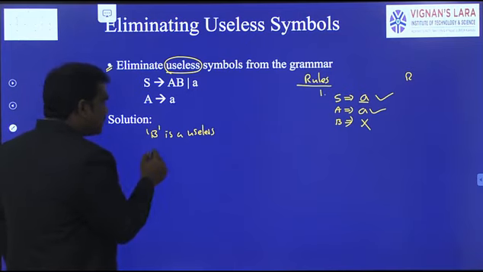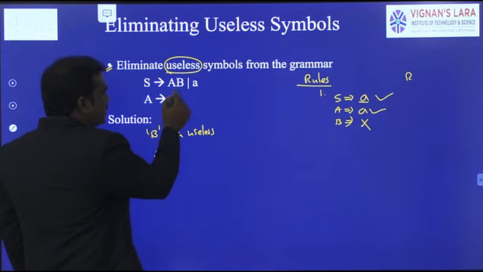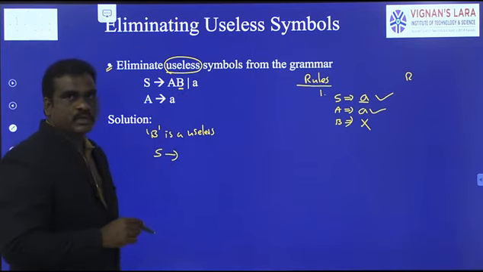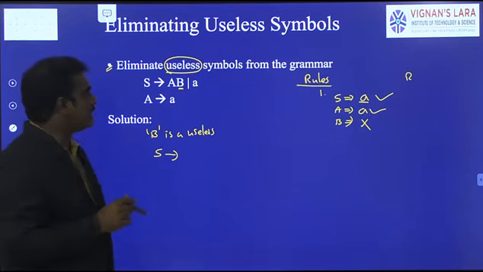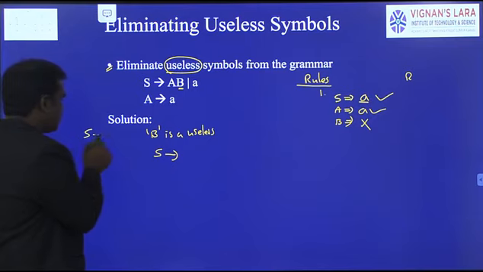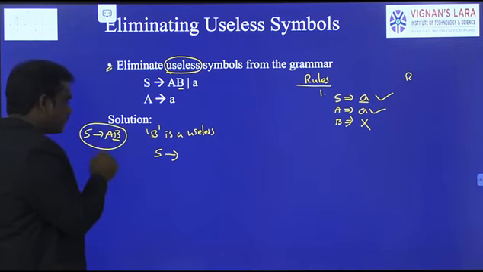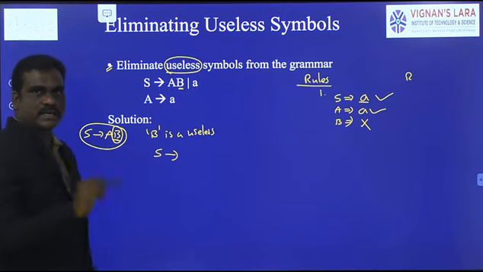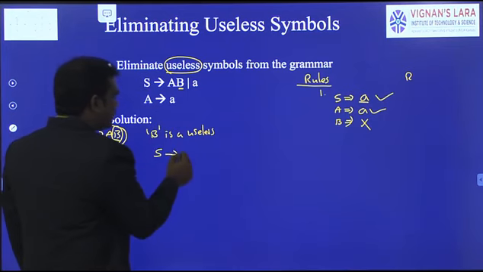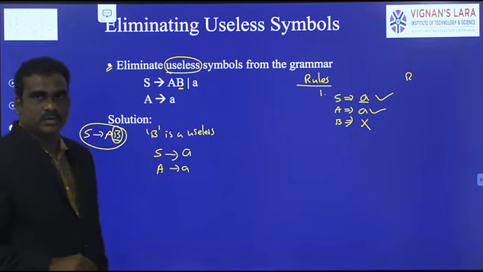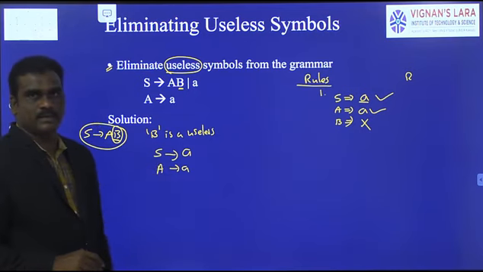Now, after elimination of useless symbol B, what is the resultant grammar? Here B is a useless symbol, so we have to remove the entire production, not just the particular symbol. S derives AB is a production, and B is a useless symbol, so we remove S derives AB. After that, the remaining grammar is S derives a and A derives a. After eliminating the useless symbol B, this is the resultant grammar.